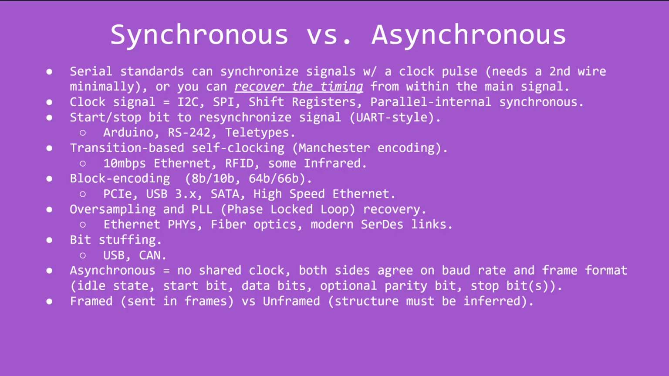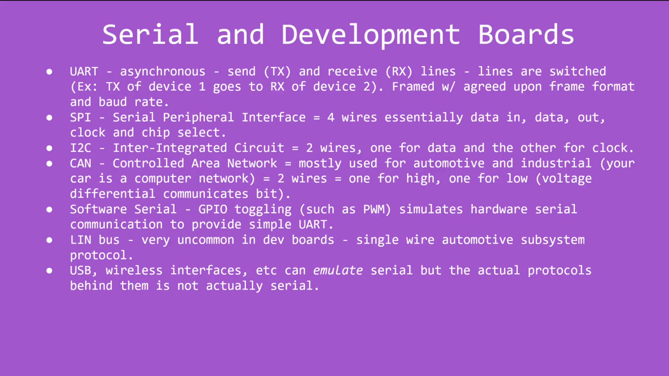But with the asynchronous, there's no shared clock. Both sides agree on a baud rate and a frame format. The frame can include an idle state, start bit, data bits, optional parity bits, and stop bits. There are ones that are set in frames, but there is also unframed, which is just raw serial data. I don't see it used a lot though, but it can be something you can easily put together. Now, in this video, we're not going to be going into the details of how serial communication works on a lot of other devices. We're going to be focusing on development boards.